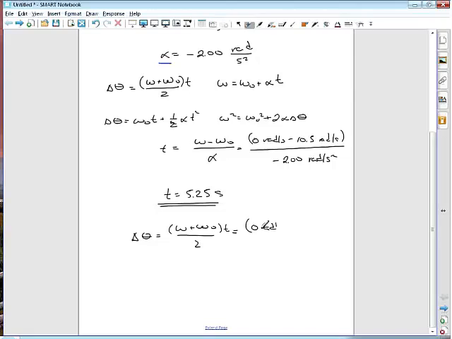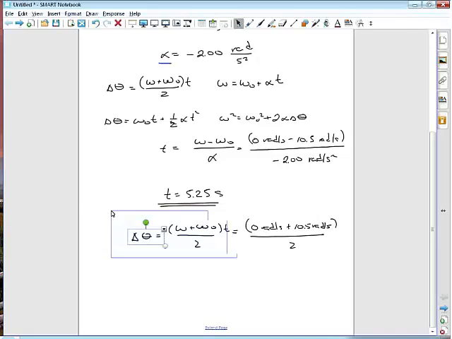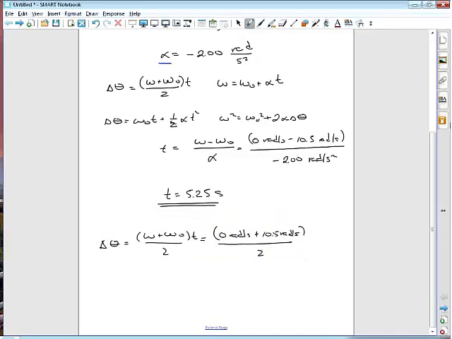Omega 0 is 10.5. So actually you have to add that. So 10.5 radians per second divided by 2. And then we multiply that by the time, which is 5.25 seconds. And the units work out because seconds cancel out, and we just end up with radians. So if we plug it into our calculator, 10.5 times 5.25 divided by 2, we get 27.6 radians.